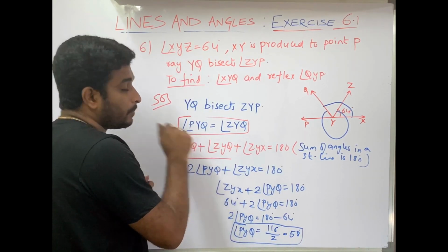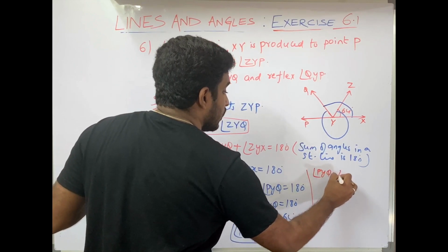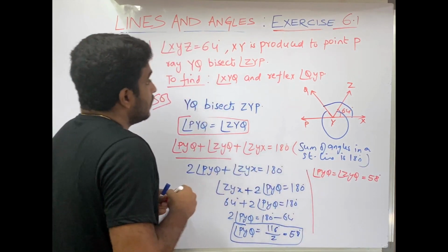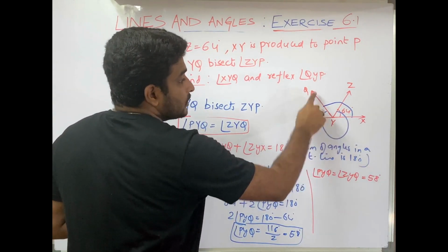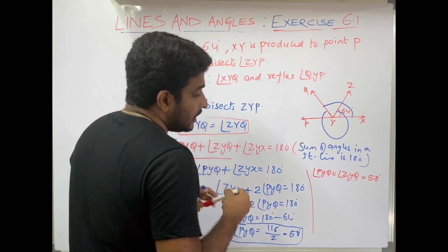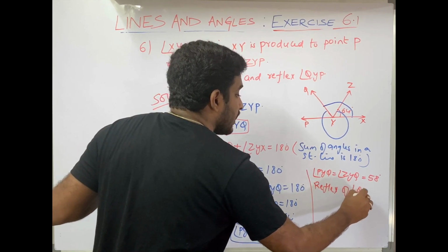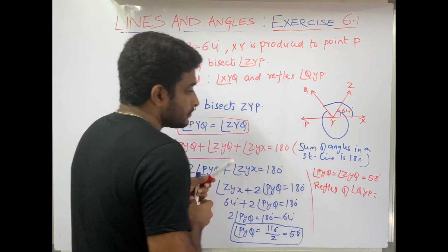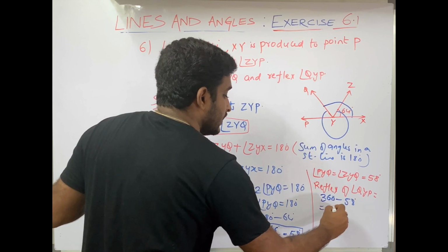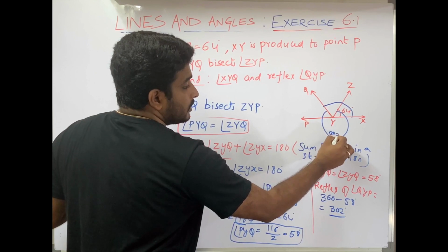But what we have proved, PYQ is equal to ZYQ. Angle PYQ equal to angle ZYQ equal to 58 degrees. What we have to find? We have to find XYQ and reflex of angle QYP. We got QYP as 58 degrees. Now the reflex of angle QYP equal to 360 degrees minus 58 degrees. Then it will be 302 degrees. Reflex of angle QYP will be 302 degrees.